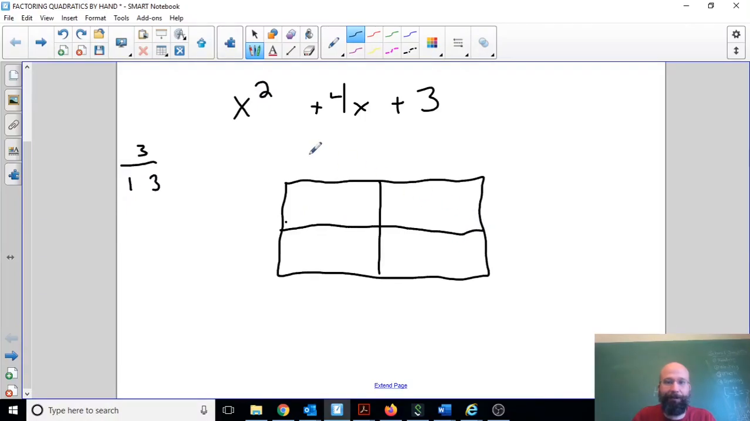In this top left corner, we always put x squared. In the bottom corner, we put the constant, which is 3. And then this is where the terms we found come in. We're going to put 1x here, which is just x, right? And then 3x here. Because 1 and 3 are the numbers we found in the last step. Great, that's step 3.